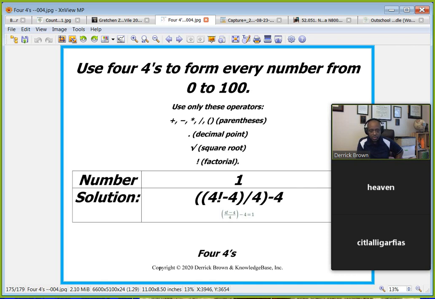And then tell me if you agree. 4 factorial is 24, right? So it's 24 minus 4, which is 20, divided by 4, which is, what's 20 divided by 4? 20 divided by 4 is 5. All right, and then 5 minus 4 is 1. So that works, right? Yes. All right, let's look at the next one.